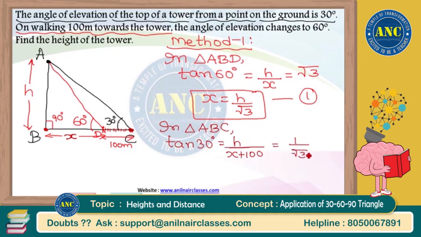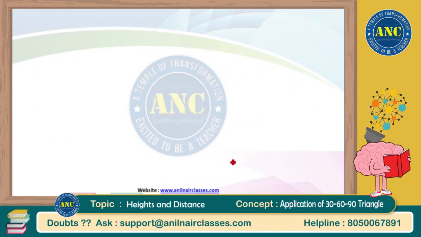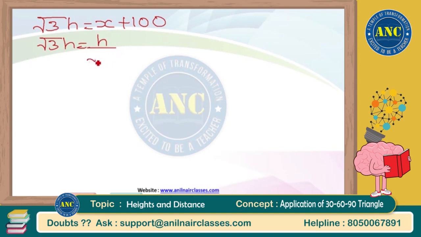If I cross multiply and simplify, this becomes root 3h is equal to x plus 100 into 1. But I know x value as h by root 3. Back substitute. Let me write that equation once again. Root 3h is equal to x plus 100, but x value is nothing but h by root 3. Back substitute: h by root 3 plus 100.